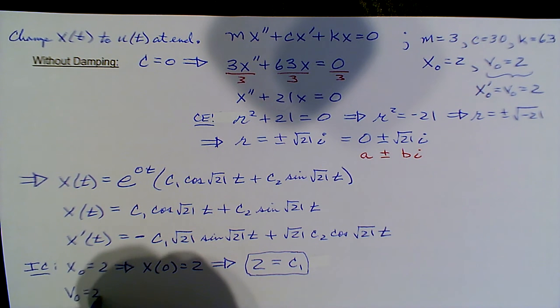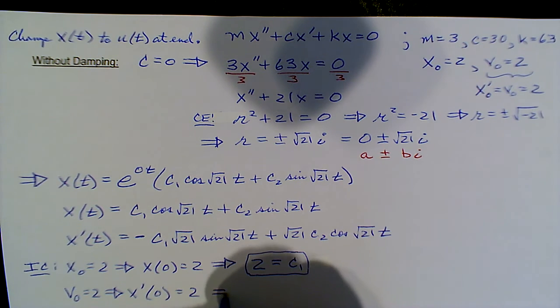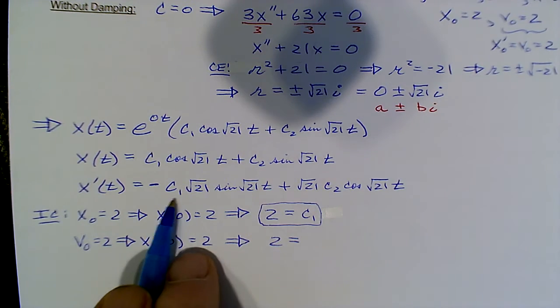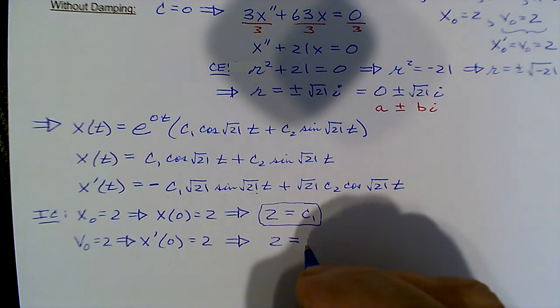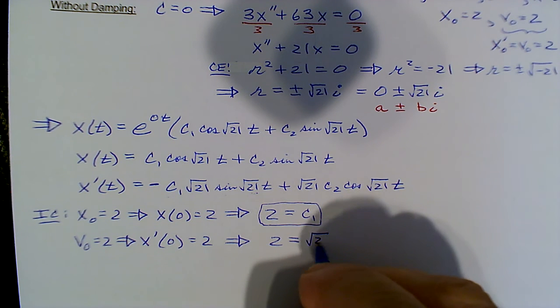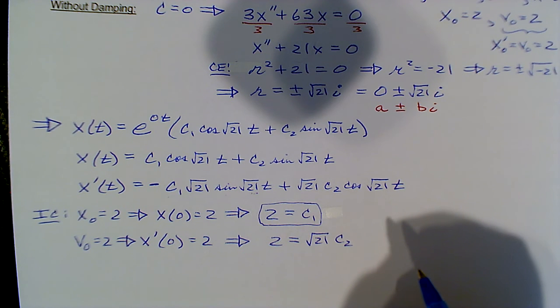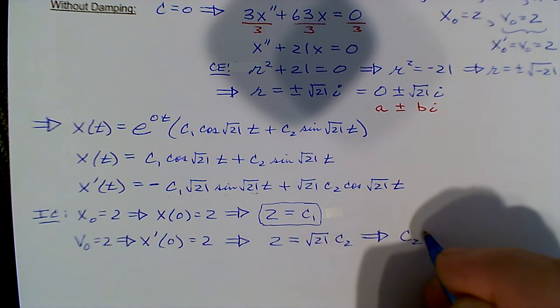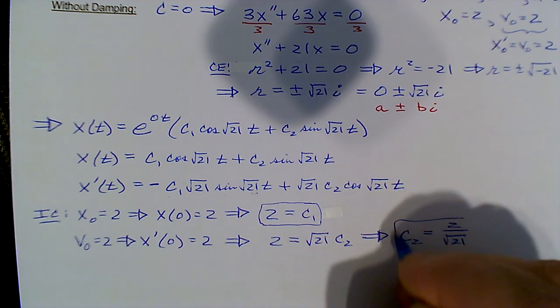And then v of 0 equals 2 means x prime of 0 is 2. So 2 is equal to, and then this first term goes to 0 because sine of 0 is 0. So we're just going to get the square root of 21 c2. So therefore c2 is 2 over the square root of 21.